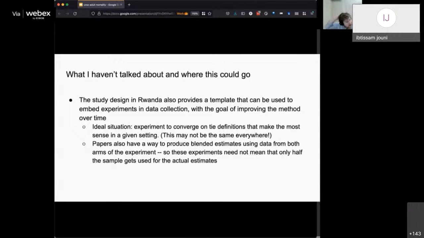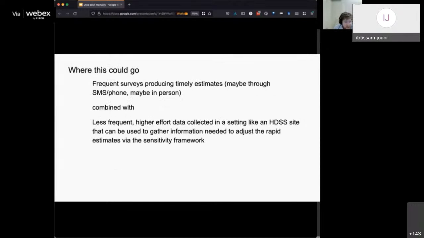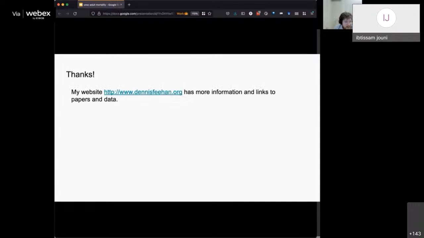There's a lot of technical details I haven't had time to talk about. I'd be happy to discuss some in the questions or refer you to some of the papers for those, including this framework for sensitivity analysis, which can explain how different types of errors will affect the resulting death rate estimate. Let me not dwell on these. You can see some of the papers on my website. I'd be happy to answer questions.